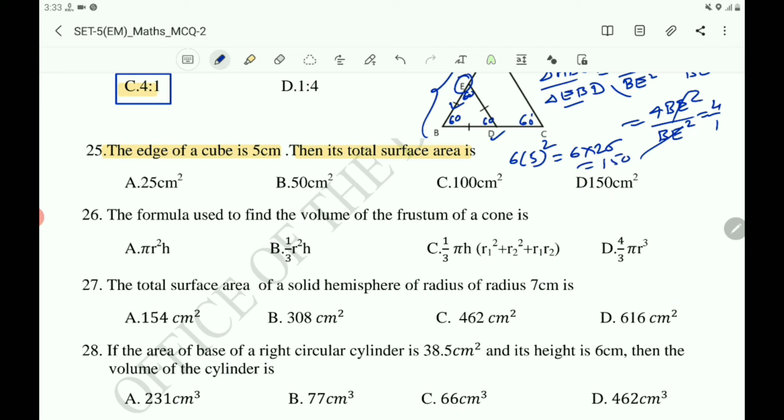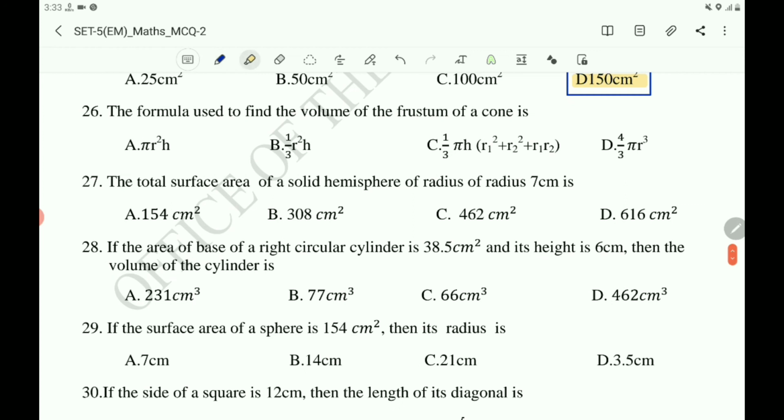Then what is the answer? Option D is the answer, 150 cm square. Then you take question number 26. The formula used to find the volume of the frustum of a cone is. What is that formula? 1 by 3 pi h into r1 square plus r2 square plus r1 r2. Therefore you take option C as the answer.